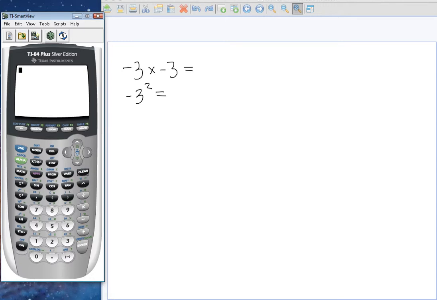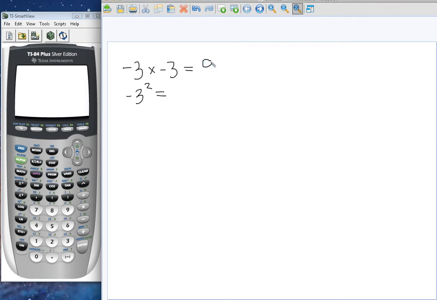Is your calculator broken? Well, you might think so if you try to do this. Let's consider negative 3 times negative 3. Well, 3 times 3 is 9. A negative times a negative is a positive, so the answer to this problem should be 9.